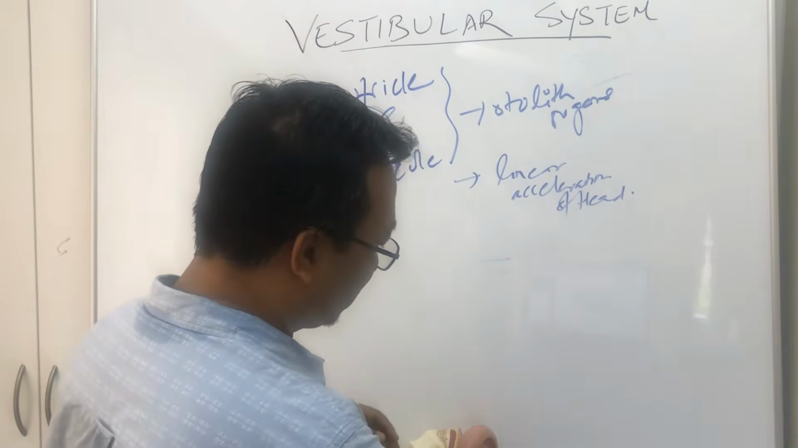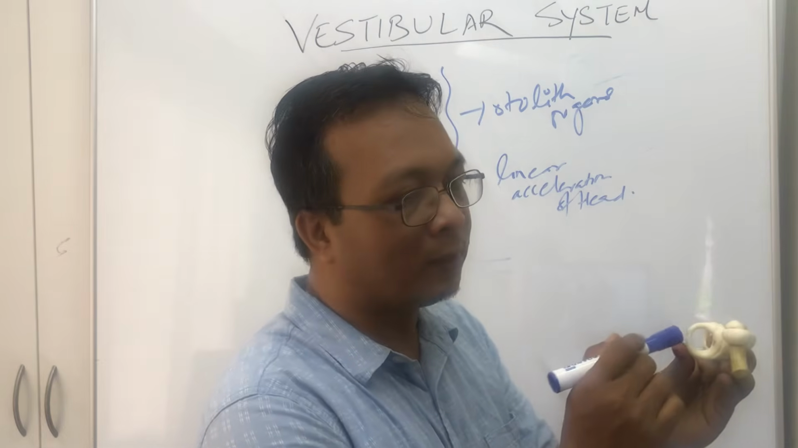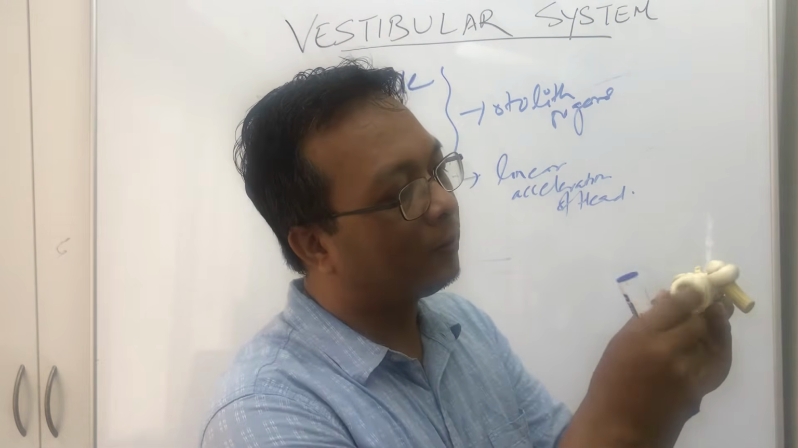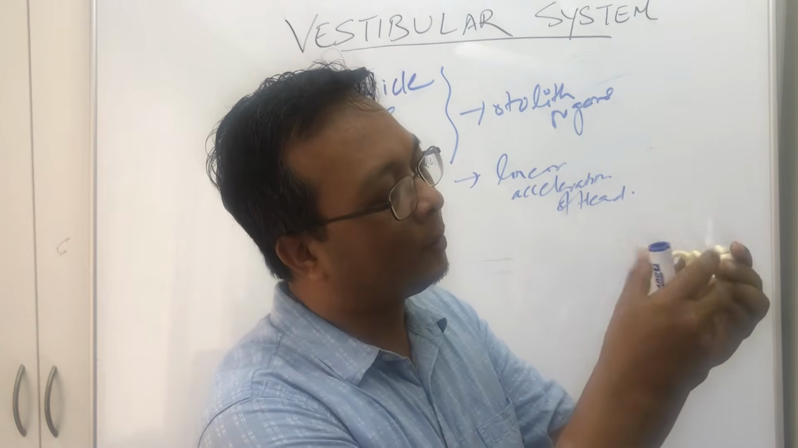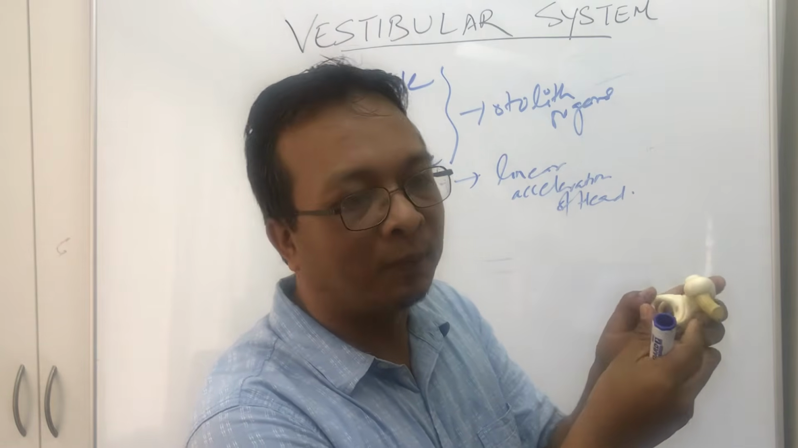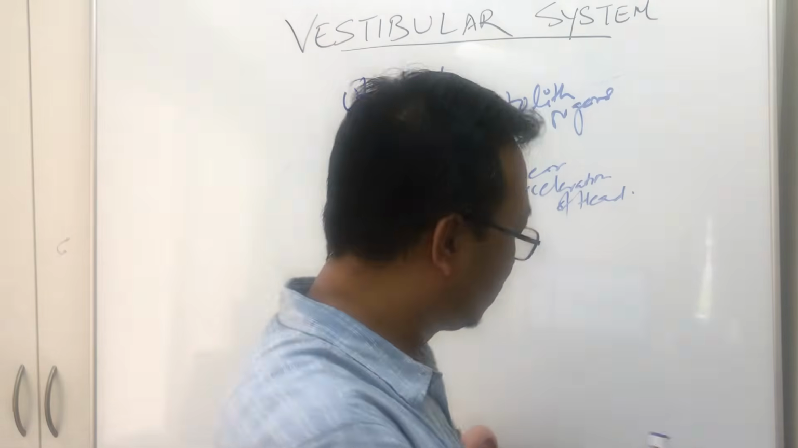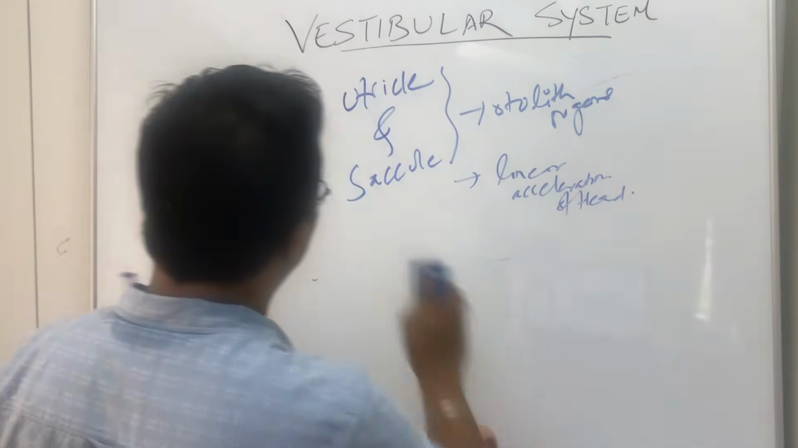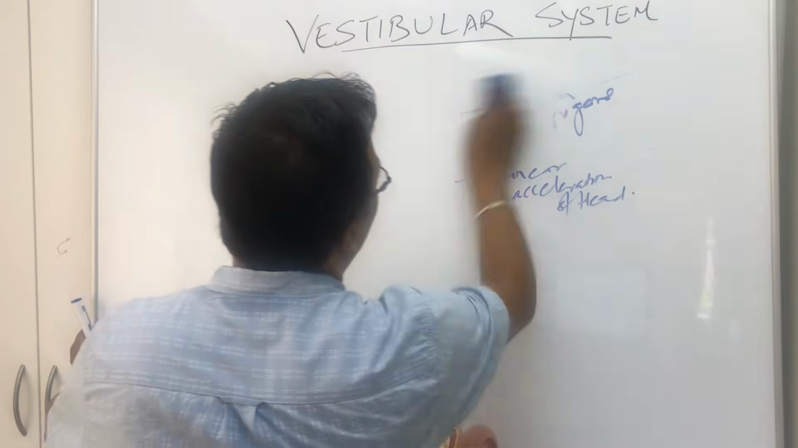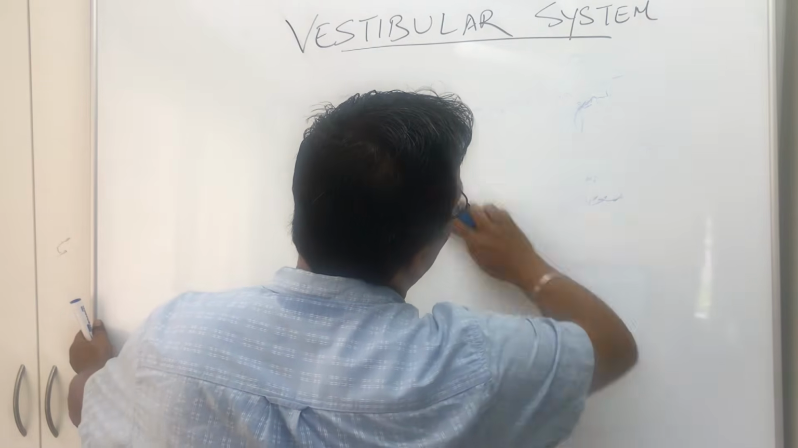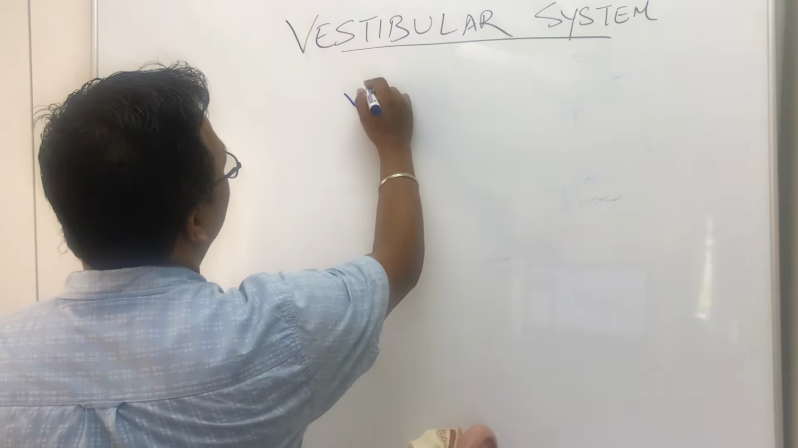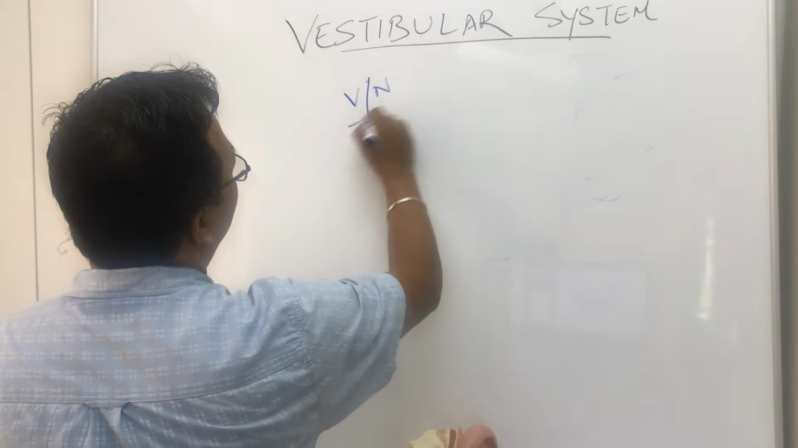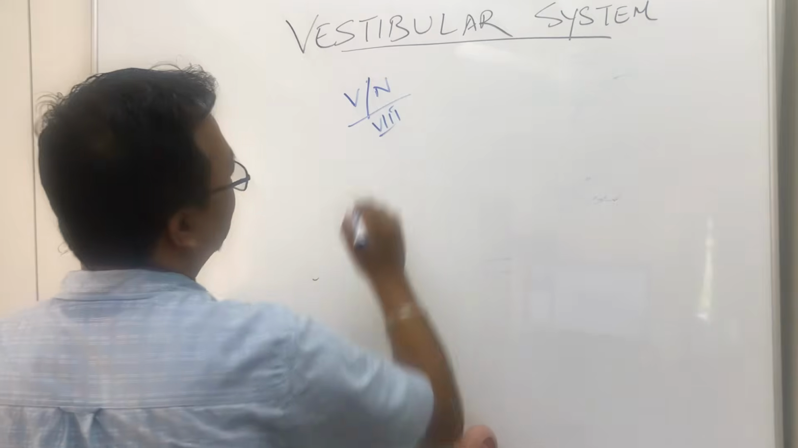So from this you can see the whole vestibular system: the utricle, saccule, and then the semicircular canals. The nerve that comes out is called the vestibular nerve. Like the cochlear nerve goes to the auditory cortex, where does this vestibular nerve go? This vestibular nerve is cranial nerve number 8.